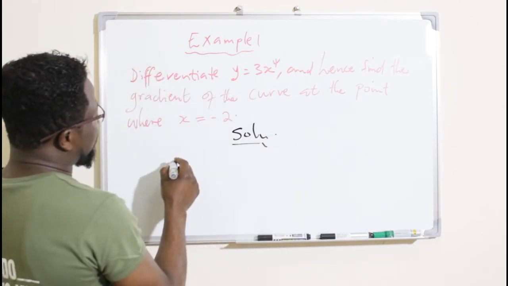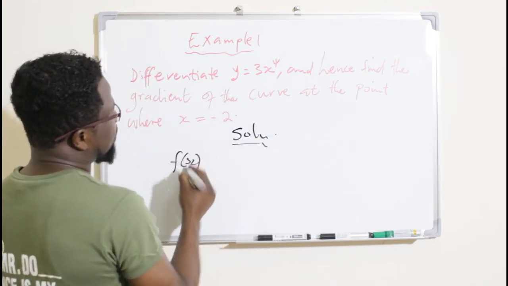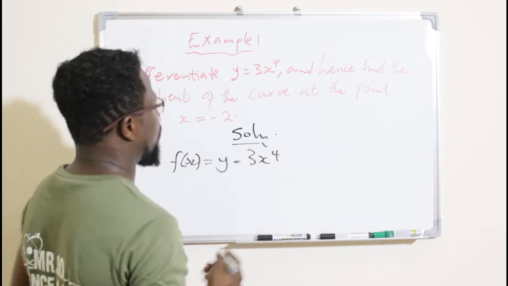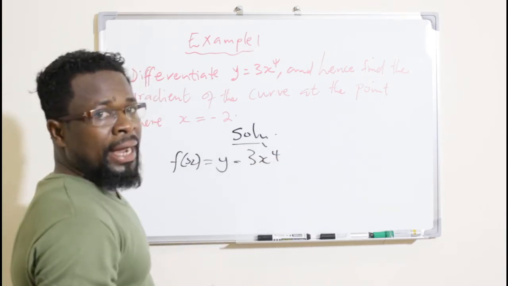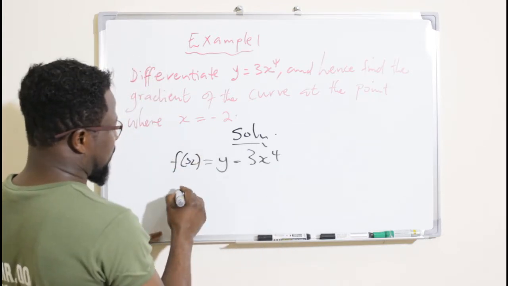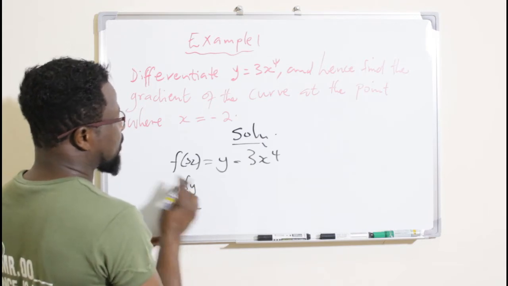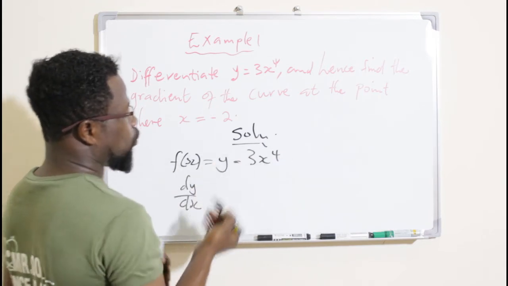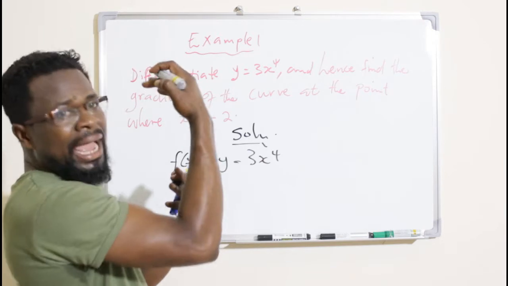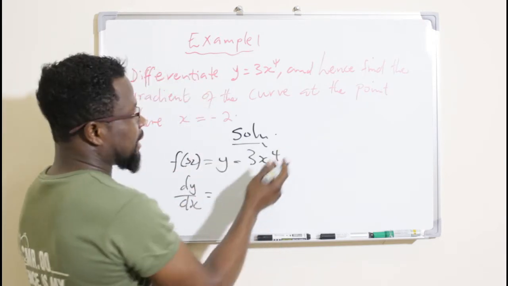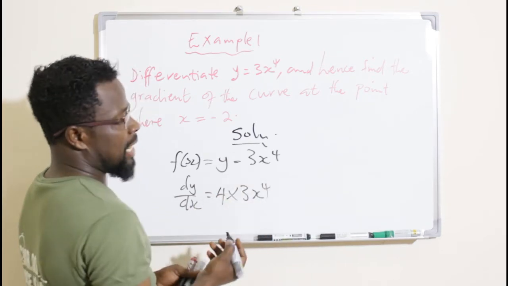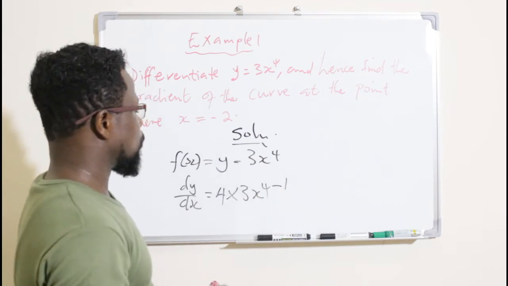So the function itself, which is f of x, or y, equals 3x to the power of 4. This is what I'm given, and I want to find the derivative of this. I can simply say dy/dx, because I'm differentiating y with respect to x. So dy/dx is equal to, let's apply our differentiation rule. The exponent is 4, so that is 4 multiplied by the function that we were given, and then the power should be reduced by 1.